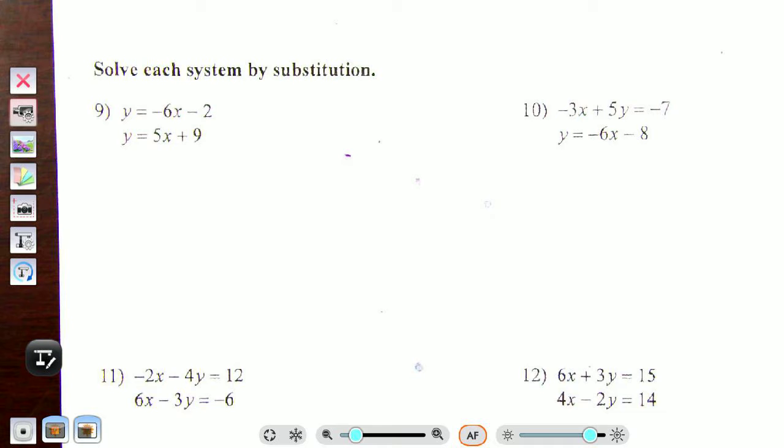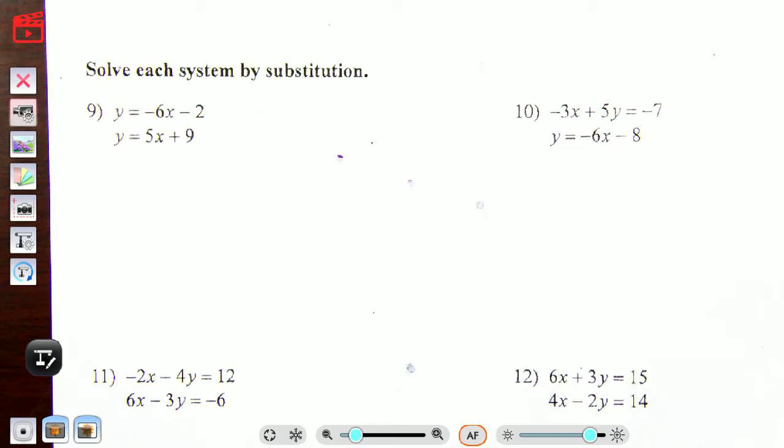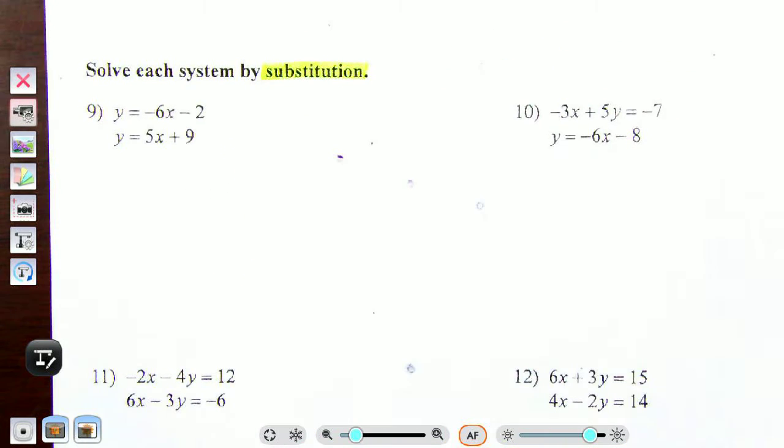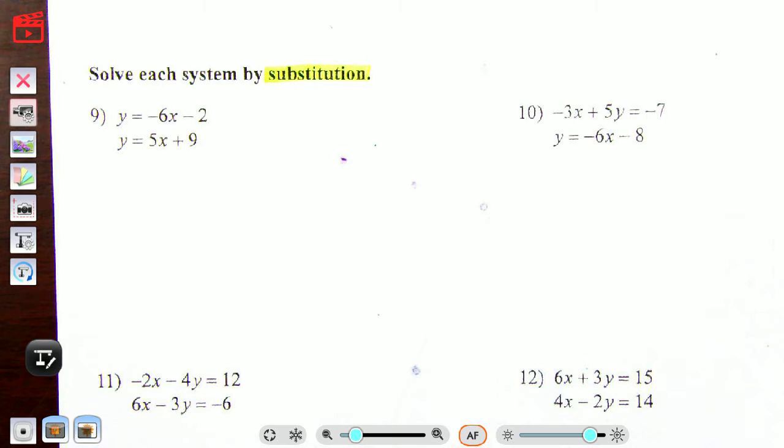I already have my highlighter here because I see that in this part we are starting off with a keyword. This keyword here is substitution. So that means we have to use this method, okay? We can't use any other method. Even though I know you would really want to use a different method, don't do it.